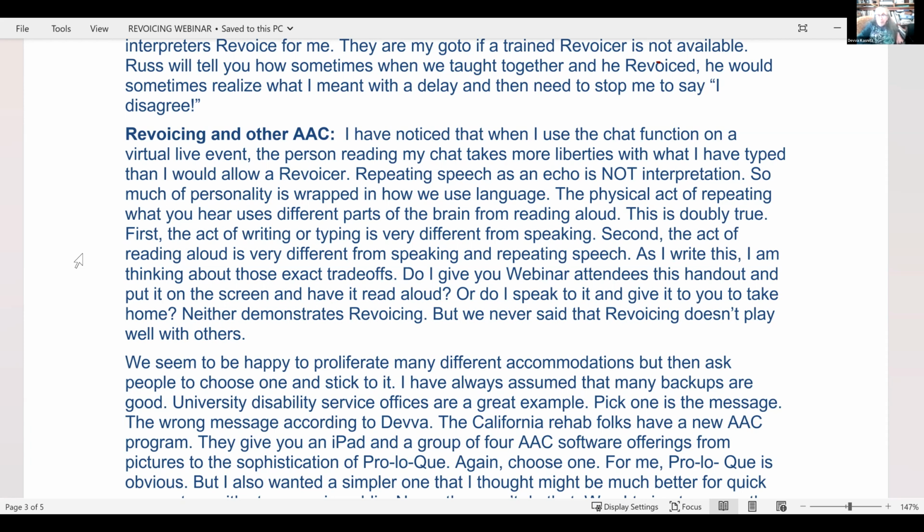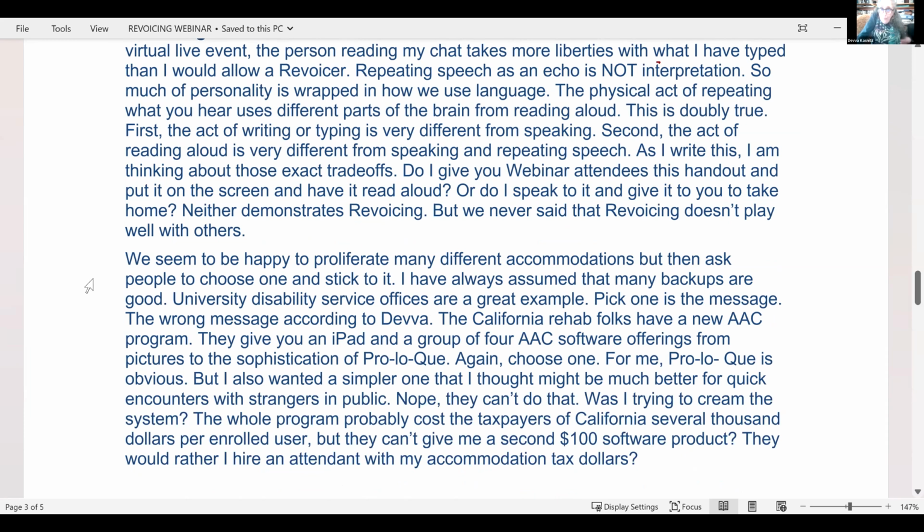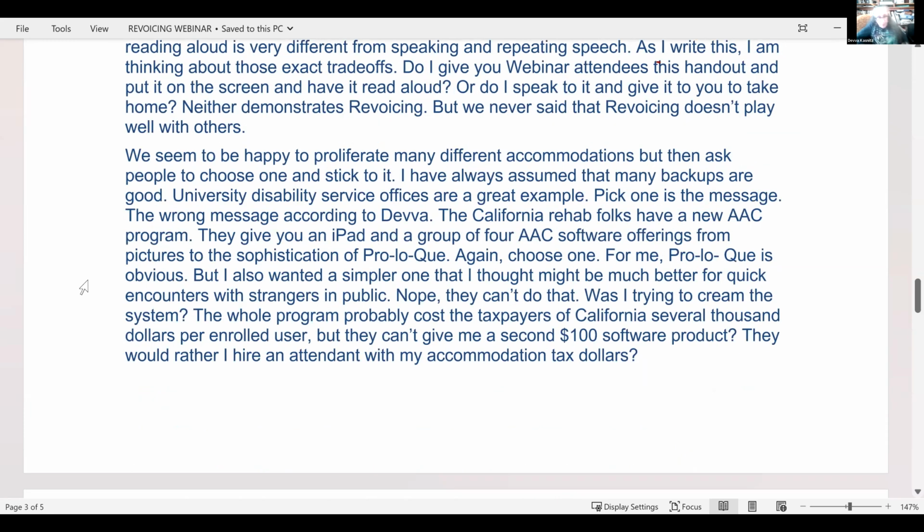Neither demonstrates revoicing, but we never said that revoicing doesn't play well with others. We seem to be happy to proliferate many different accommodations, but then ask people to choose one and stick to it. I have always assumed that many backups are good. University Disability Services offices are a great example. Pick one is the message. The wrong message, according to Devva.